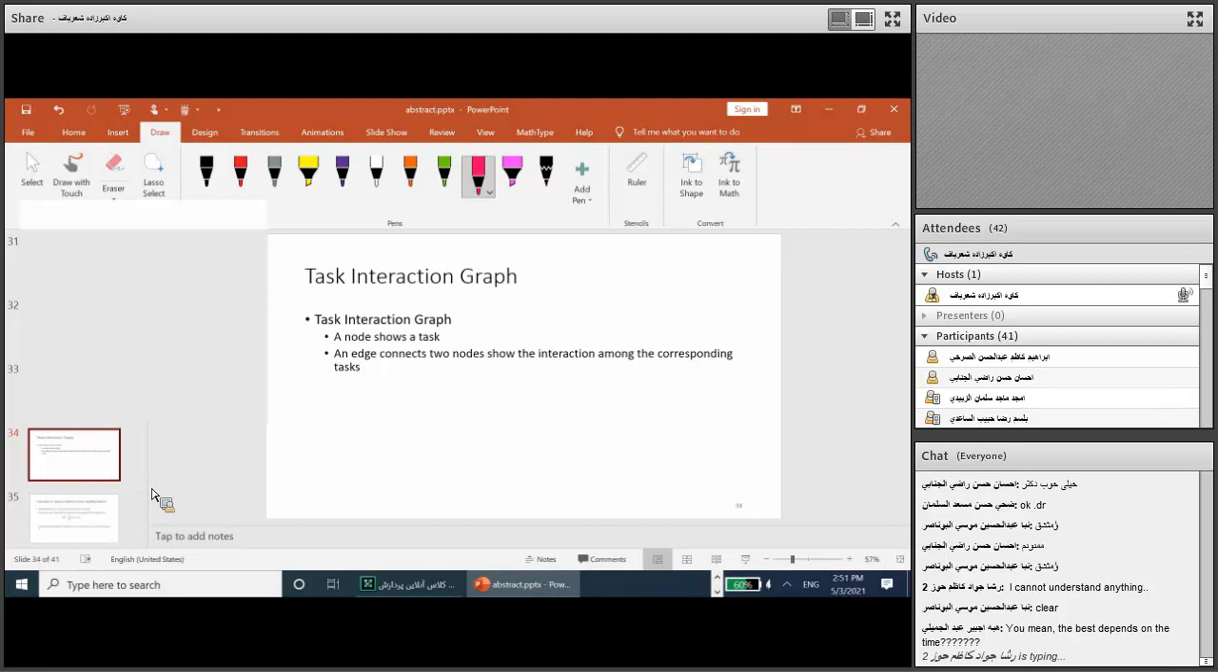Yes. The best decomposition is the one that has the fastest execution time.